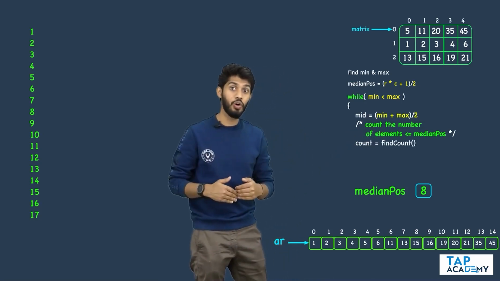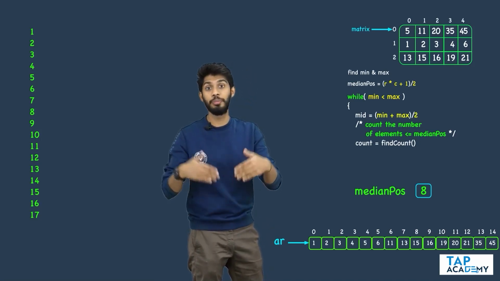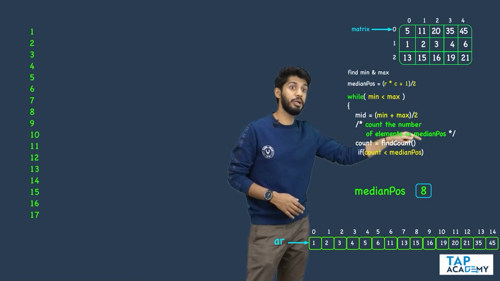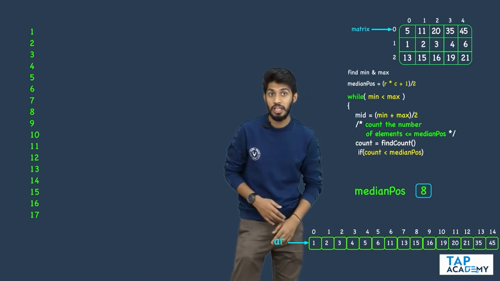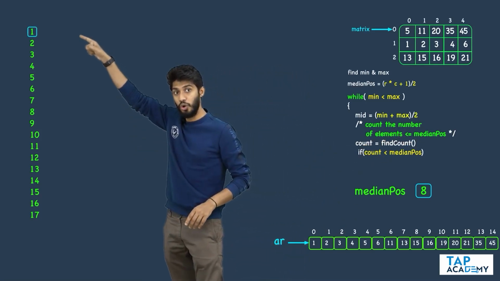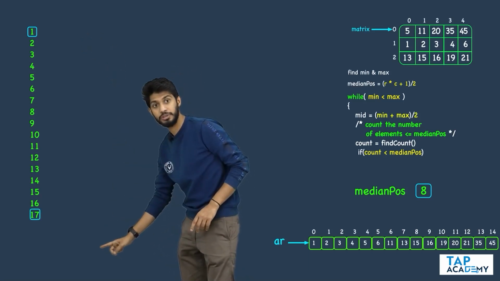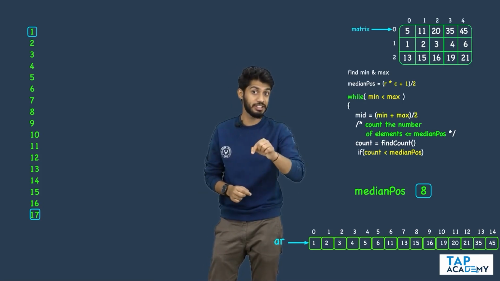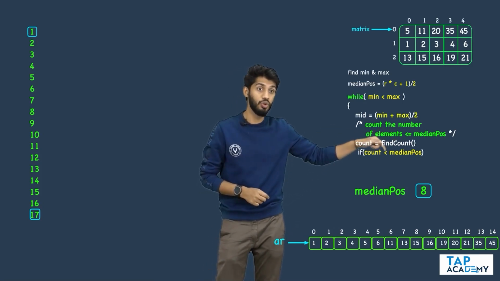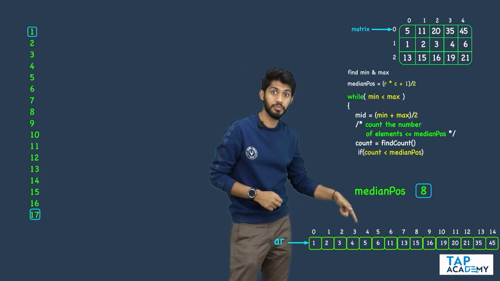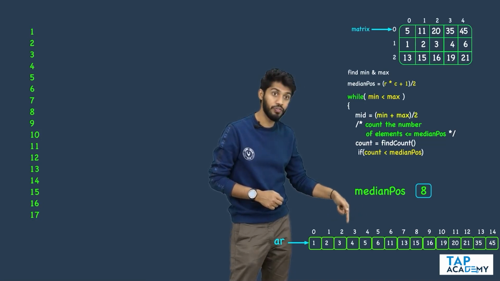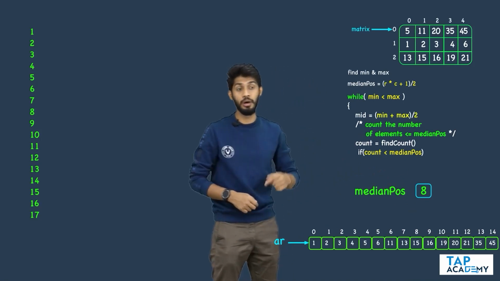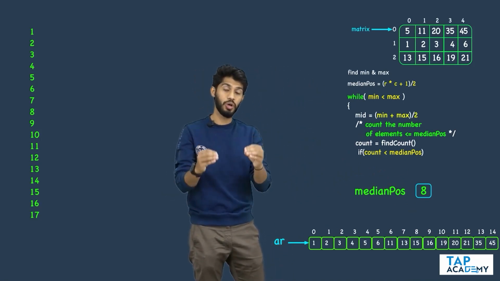Now once you get the count, what is the condition that we need to check in binary search? I need to check if the count value is less than the median position. So in case this is min and this is max, and the count value is less than the median position, then you know you are somewhere on this side. So what you have to do is change your min from here to mid plus 1. That's exactly what I will do.